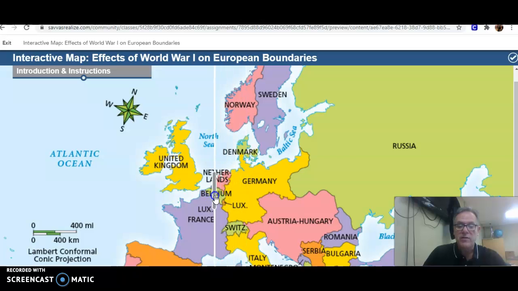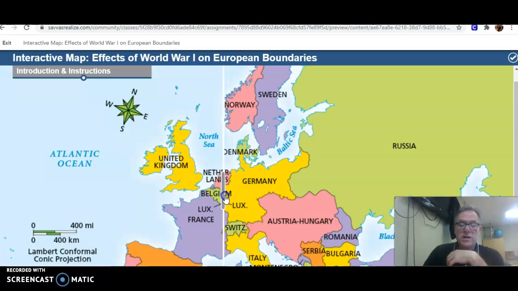Look at France. And you can see it adds territory. It takes it from Germany. This is Alsace-Lorraine. This territory had been given to Germany by France in the Franco-Prussian War. Well, the French won it back. It was a cause of one of the lingering feuds that were happening in Europe, and it was a cause of World War I.